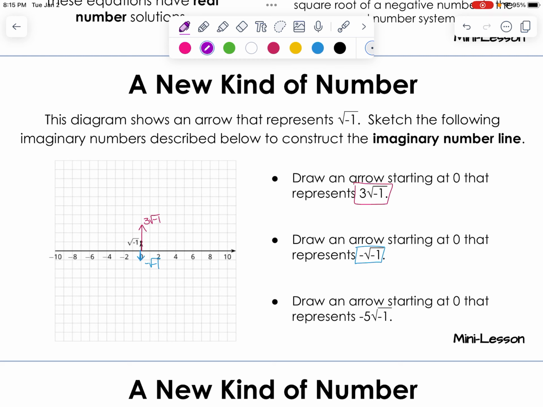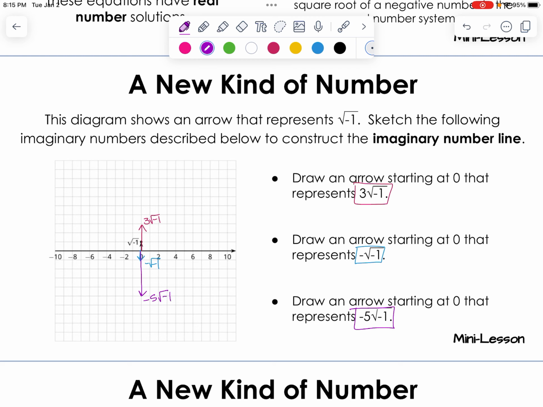One more, we're going to do -5 times the square root of -1. So first I see that negative out front, which tells me I'm going down. And then there's a 5, so I'm going to go down 5. 1, 2, 3, 4, 5. Draw my arrow, and that's how I would represent -5 square root -1 on the imaginary number line.